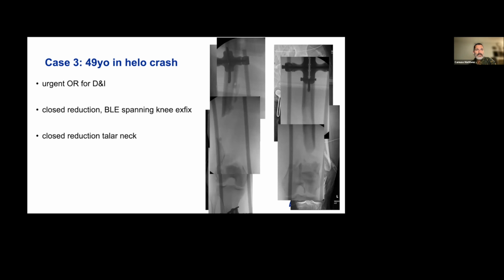So back to our original patient, how did we do? More importantly, what did we forget? We got frames on, out to length for the most part.